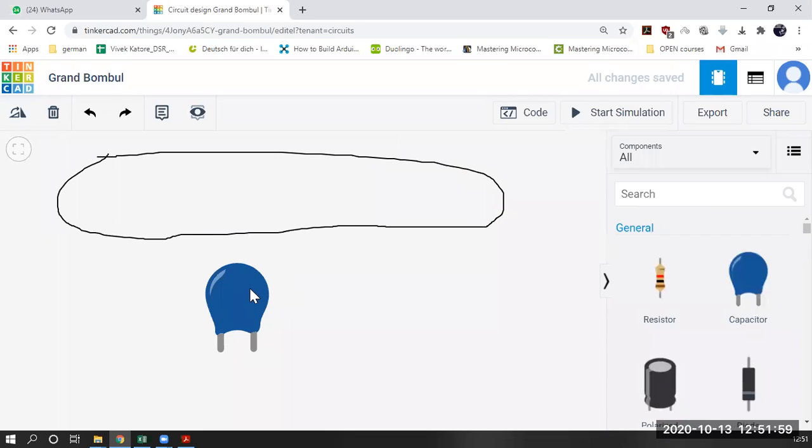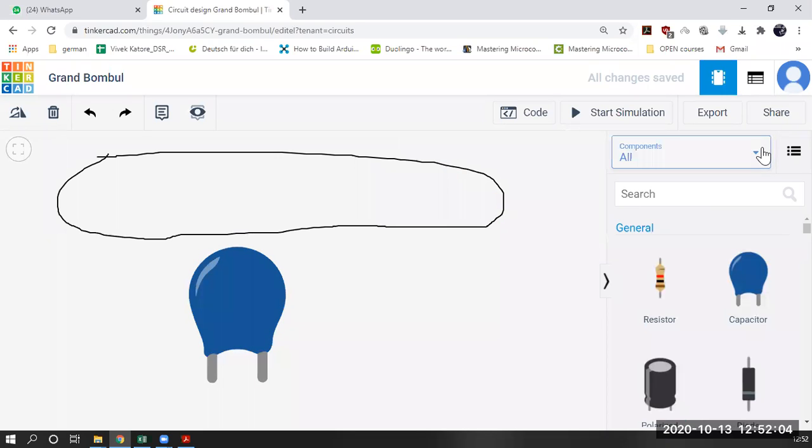What is the name of this capacitor? Can anybody give any kind of answer, whatever you think? जो आपके दिमाग में आ रहा है बोल दो. Okay, don't worry. Just give your answer.